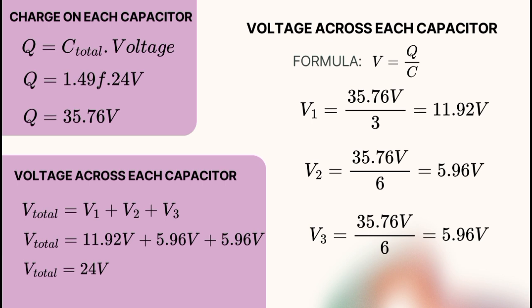Then we will again find the voltage across each capacitor. We will use this formula. So the V sub 1 is equal to 11.92 volts. For the V sub 2 is equal to 5.96 volts. And for the V sub 3 is equal to 5.96 volts, because capacitors 2 and 3, 4 are both 6. And for the voltage across each capacitor, again sum all of them. Then we will come up with the answer 24 volts.